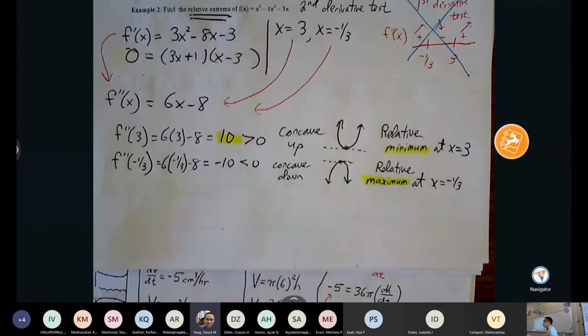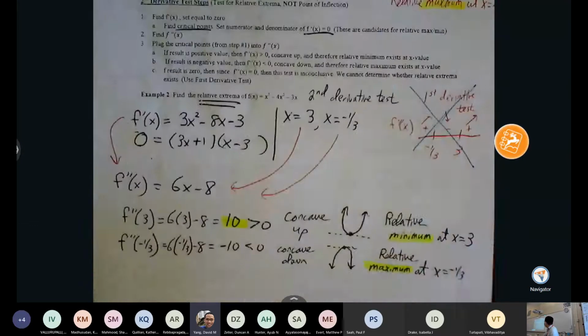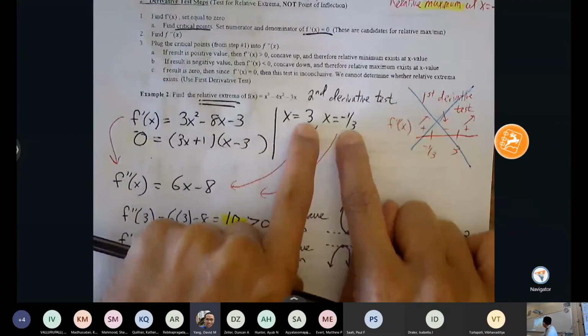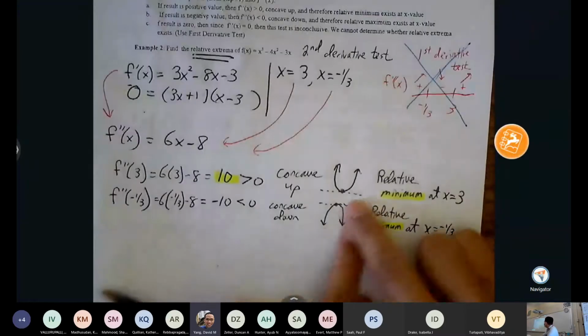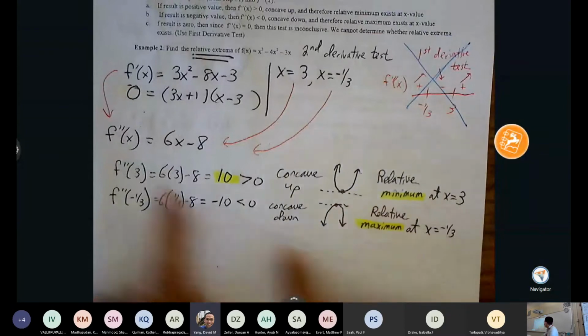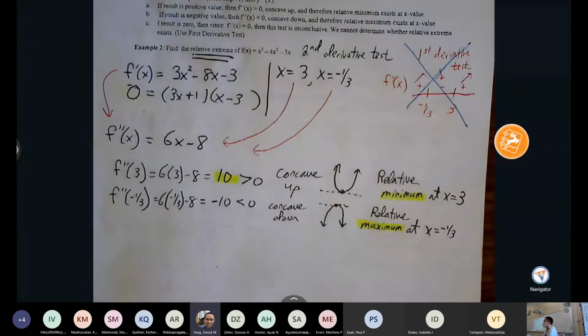All right, any questions with this? Yes? How do you know that the slope is 0? Is that because we set the first derivative? That's right, yeah. We set the first derivative equal to 0, so we know that these points are confirmed slope zeros. And then from there, we just want to know, are the slope 0 points going to be part of concave up or concave down? And that's what the second derivative can help narrow down.